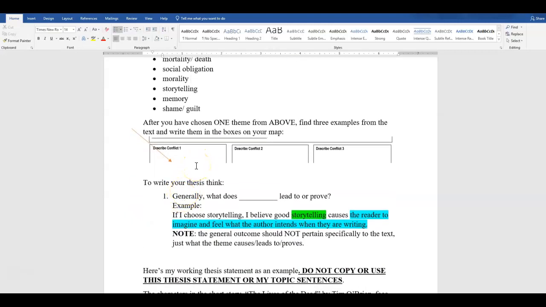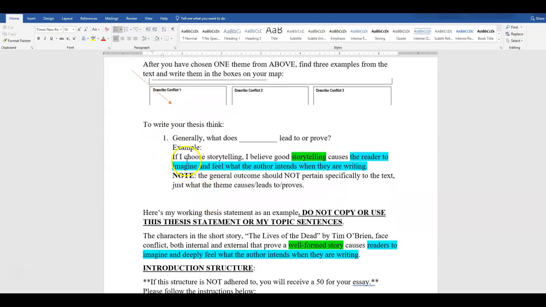To write your thesis, think generally: what does morality lead to or prove? What does death lead to or prove? Here's my example. If I choose storytelling, I believe good storytelling causes the reader to imagine and feel what the author intends when they are writing. Note, the general outcome should not pertain specifically to the text, just what the theme causes, leads to, or proves.